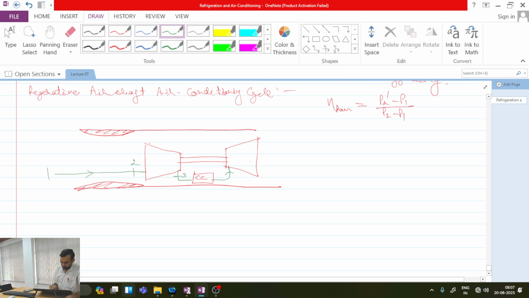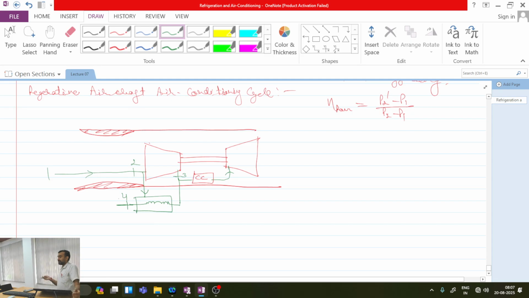Some amount of air goes to the turbine after the combustion chamber, and the remaining amount of air we cool over here, and this cooling we do with the help of what? Ram air. Okay, so with the help of ram air we do some cooling and it comes to 0.4.